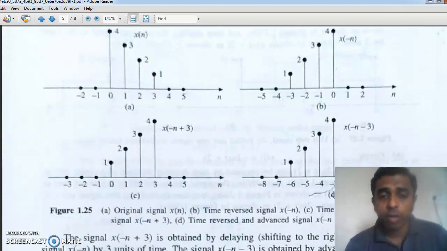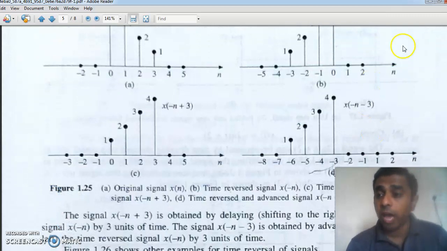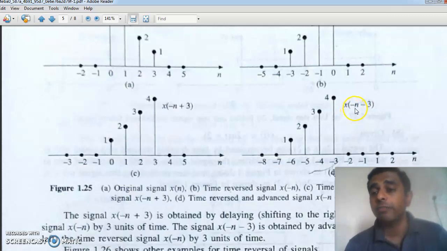Now from here, if you have x of minus n, you can find x of minus n plus 3, and you can just see what is x of minus n minus 3. Just take this example. What is x of n minus 3 and x of minus n minus 3? It starts at n is equal to minus 3.